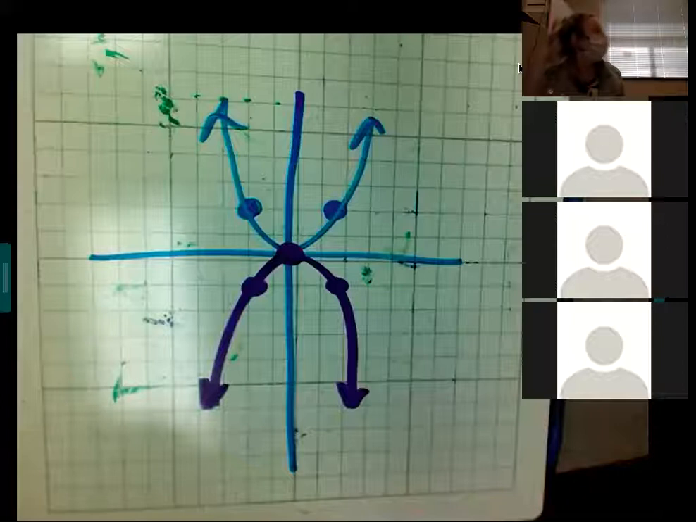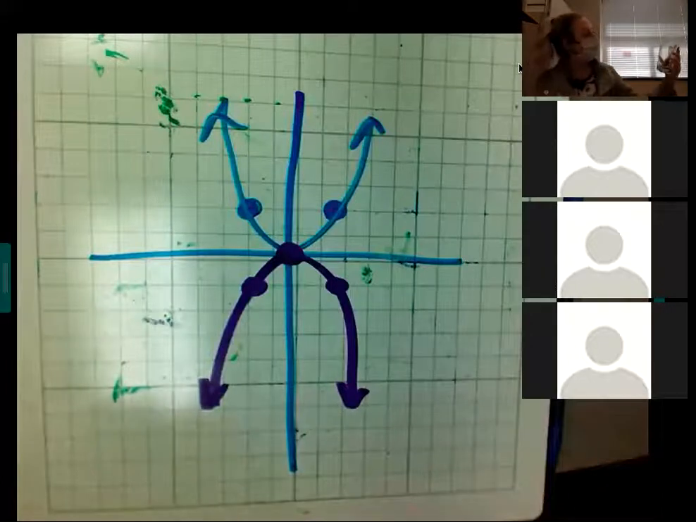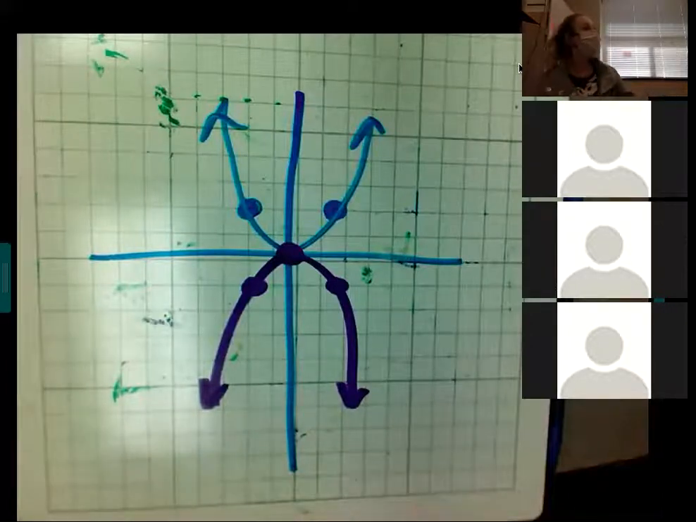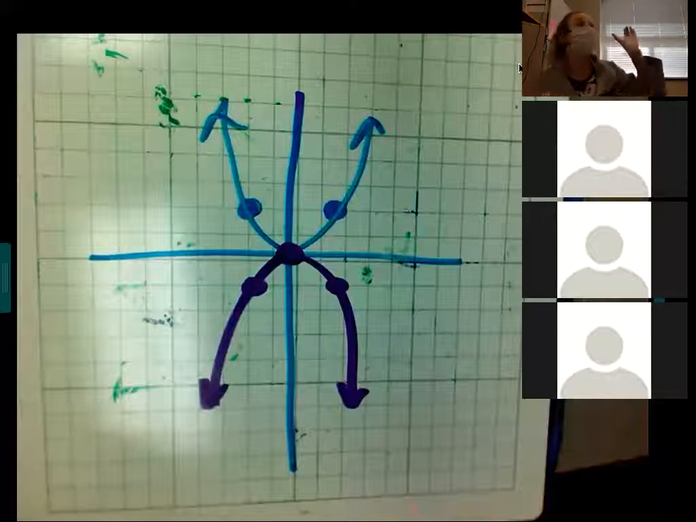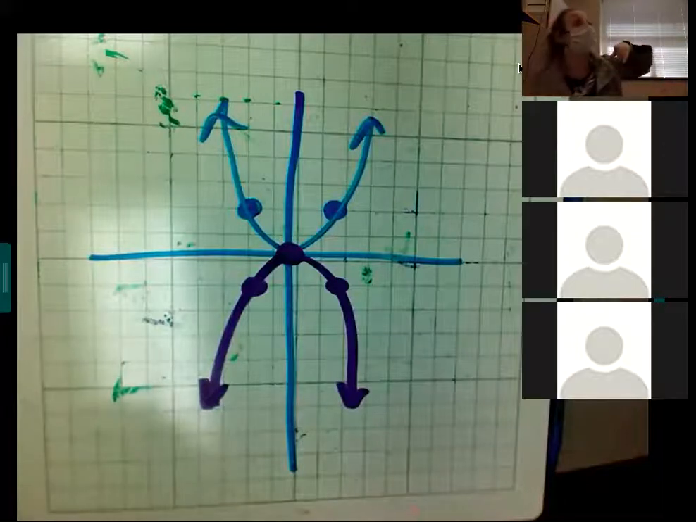It is a transformation. It's a specific kind, though. Dang. If only this was a mirror, I'd be able to see my reflection. So if it opens down, what did I do to it? I flipped it. I reflected it.